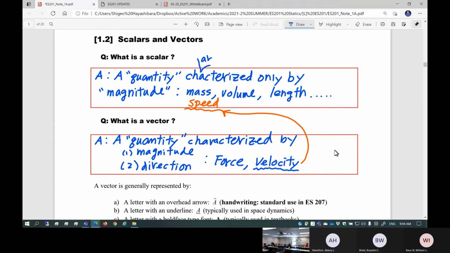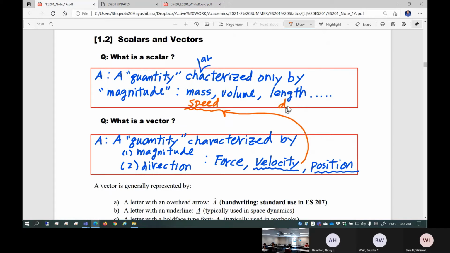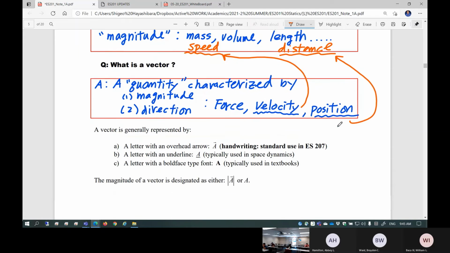And there may be position. Position requires both direction and length or distance from another location. So again, position is a vector. However, distance is actually a scalar. Here we go. So you shouldn't use those two things interchangeably. Those are different: one is a scalar, one is a vector.